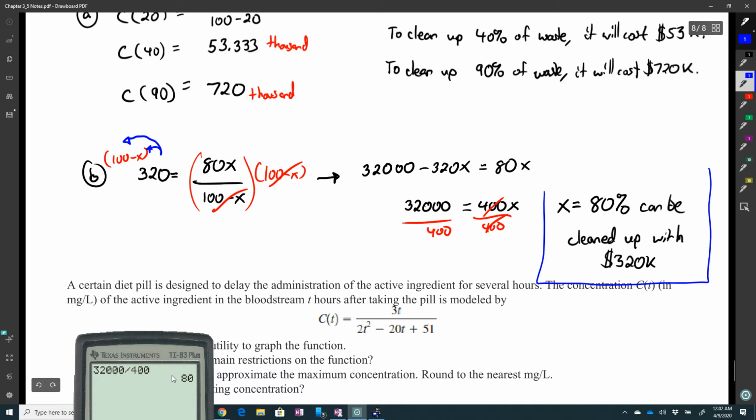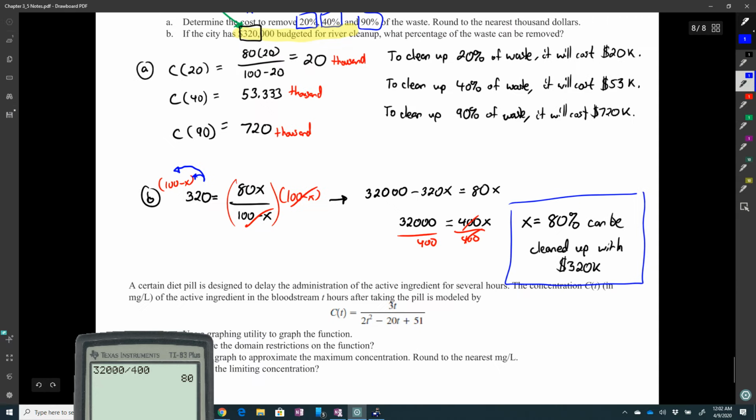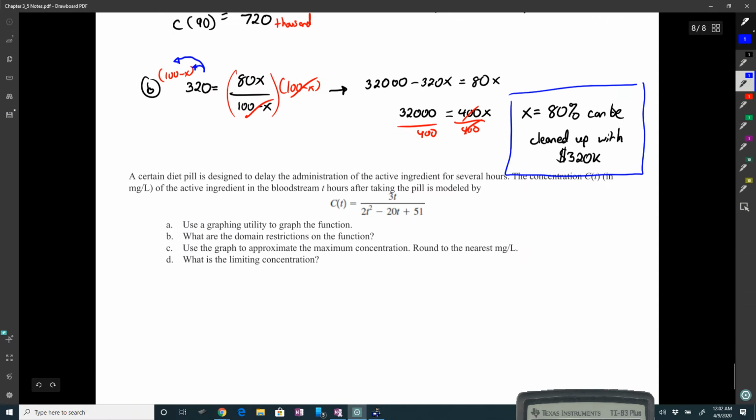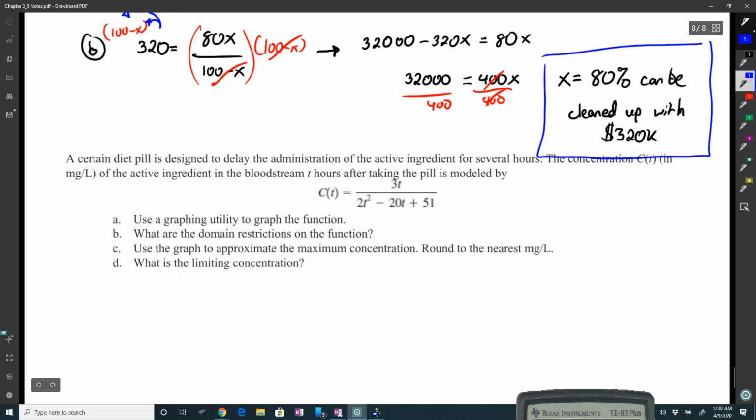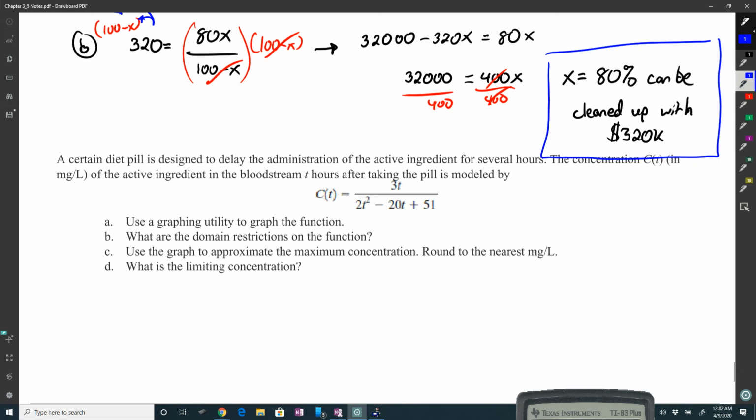All right. And really, that's all the word problems are in this section. They're just read the word problem. Either you're going to plug in for x, or you're going to set it equal to a number and solve. They just have little fancy words here, like this one. A certain diet pill is designed to delay the administration of the active ingredient for several hours. The concentration of the active ingredient is given by, and then they give you the equation.